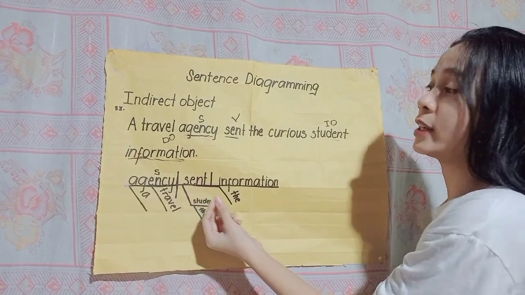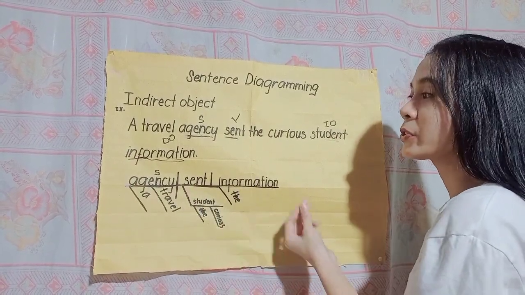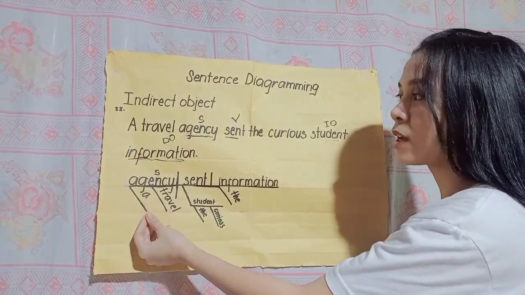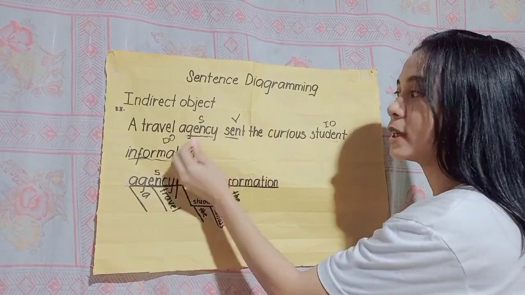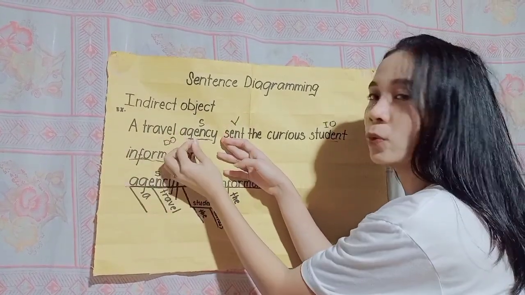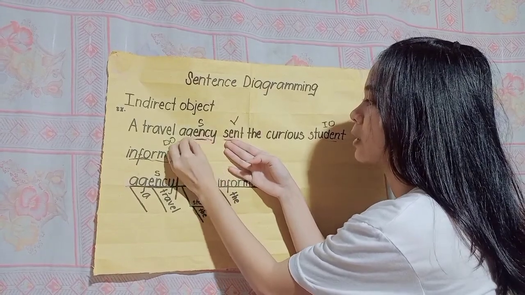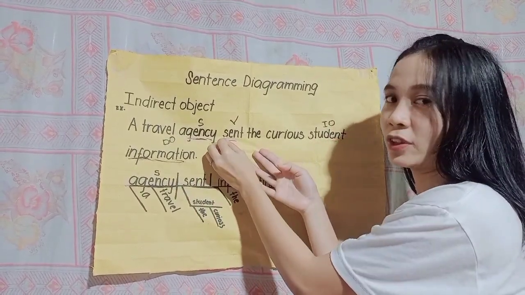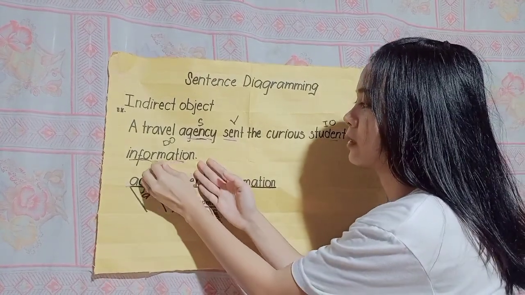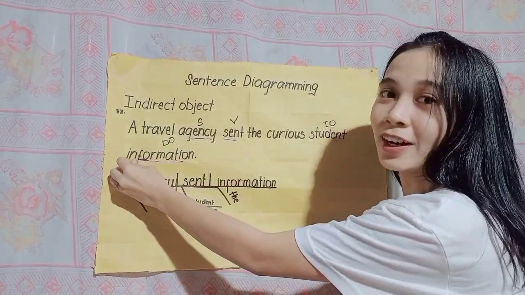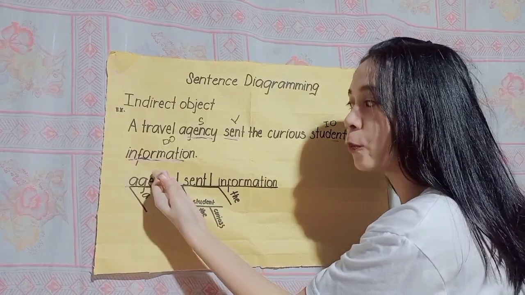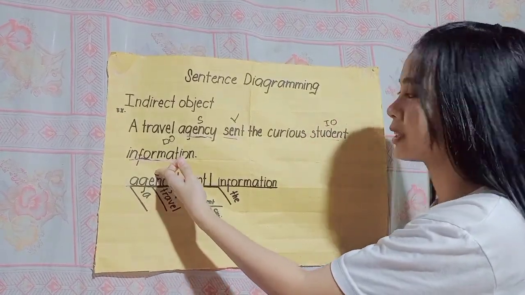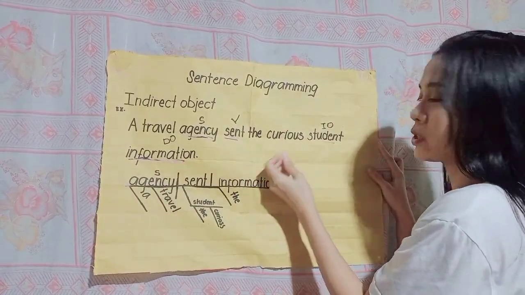A travel agency sent the curious student information. So our subject here will be a travel agency, which sent what? Information. So here's our indirect object. To whom was the information sent? To the curious student.